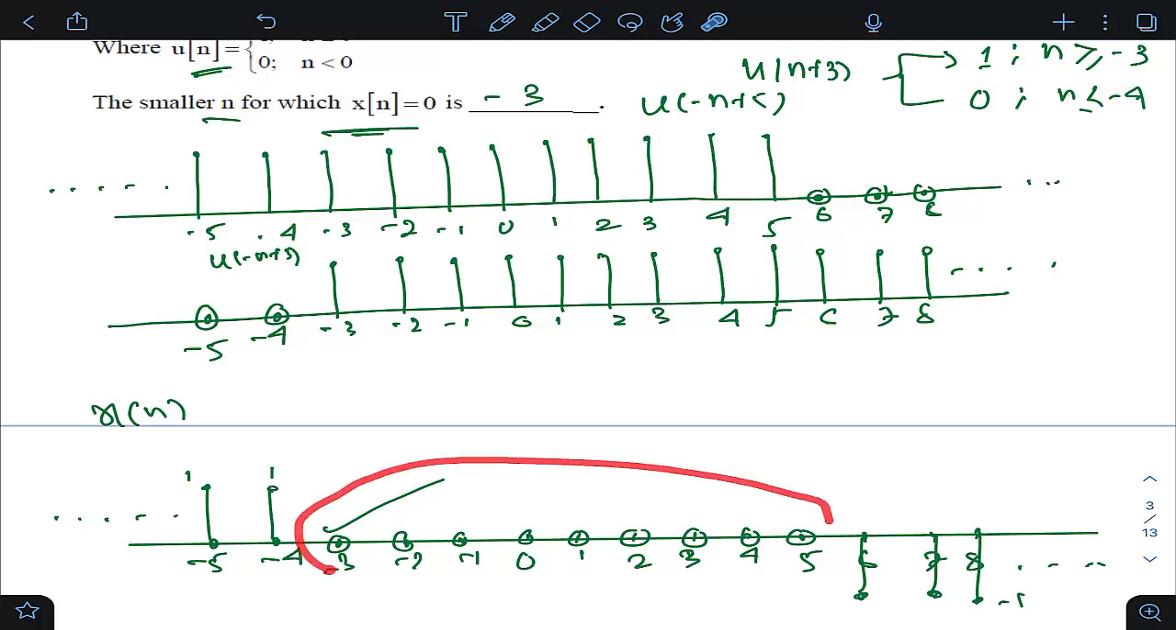So it is 0 in the range of minus 3 to 5. The smallest value of n in this range is minus 3. So the answer has to be minus 3. Okay. So very simple question.